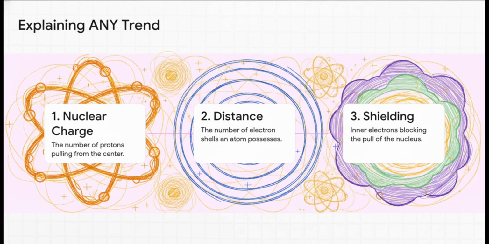Number 1, nuclear charge. How many protons are in the nucleus pulling? Number 2, distance from nucleus. How many shells are there, making the atom bigger? And number 3, shielding. How much are those inner electrons getting in the way and blocking the pull? With these 3 concepts, you can explain absolutely anything.